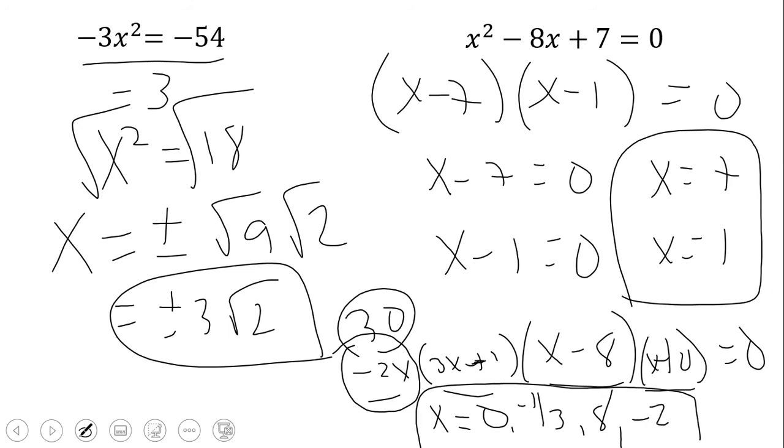Notice in a problem like this, because there were 4 variables, you should have 4 different answers. Again, whenever the problem is already factored, don't multiply it back out. You prefer it to be factored. That way you can just set each parentheses equal to 0 and then solve.